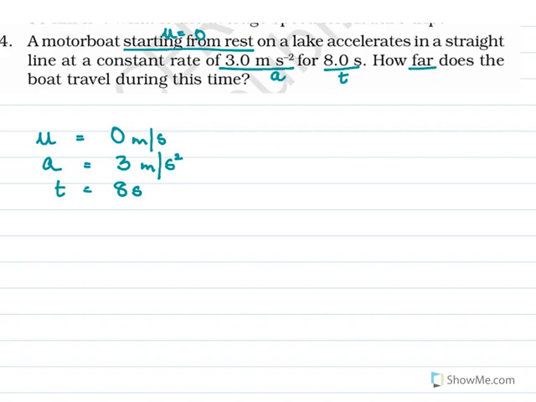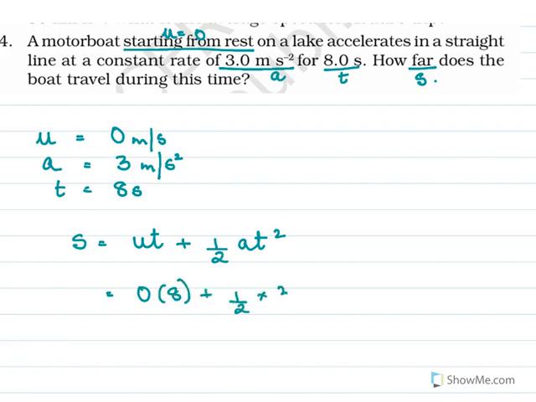How far does the boat travel in this time? So we got to find the distance s. Now since time is given, we'll use the formula s equal to ut plus half at square. So u is 0, t is 8, plus half, your a is 3, your time is 8, so 8 square. So 0 into 8 is 0, plus half into 3 into 8 into 8. And when you work this out, you get 96 meter is the distance traveled.